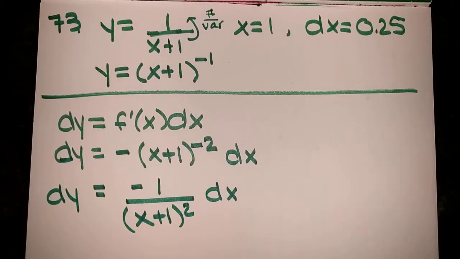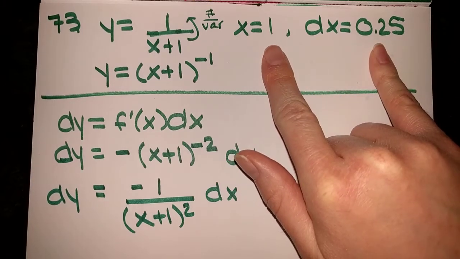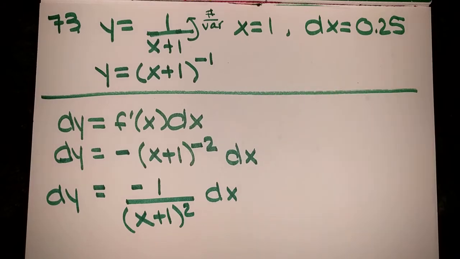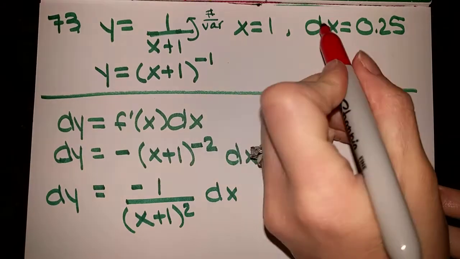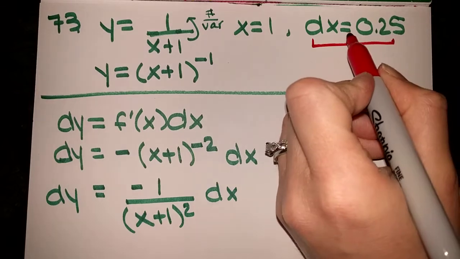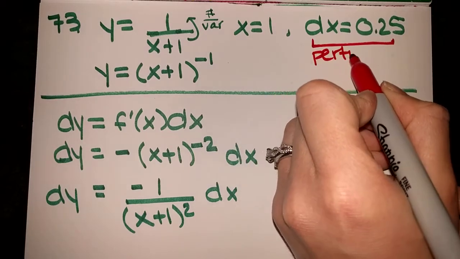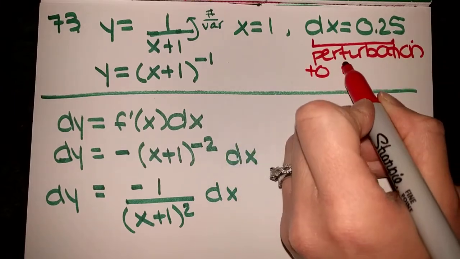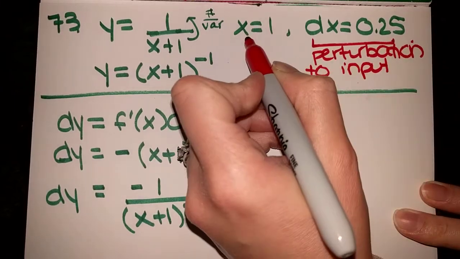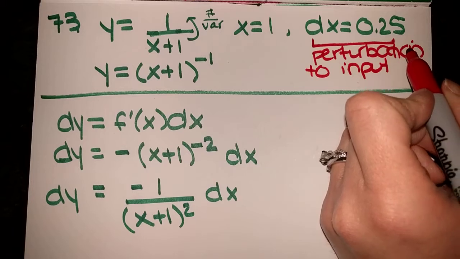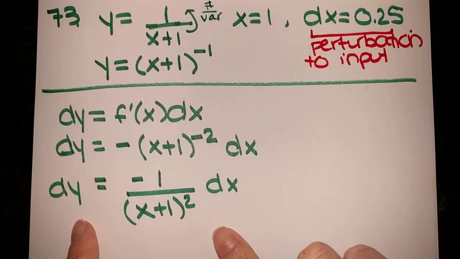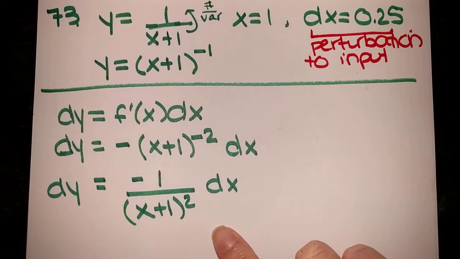Now, on the previous questions, we kind of just stopped there. Now they have numbers, though, that they are giving us. So I want you to think about x is equal to 1 as the exact input. And then this dx represents a change in x. So this is kind of like a little perturbation that happens to the input, from x is equal to 1 to 0.25. So if we do that, then this dy is going to tell us the approximate change in our output.